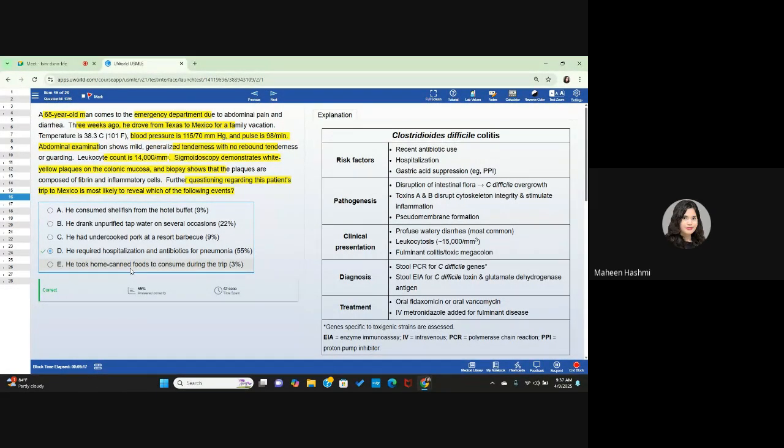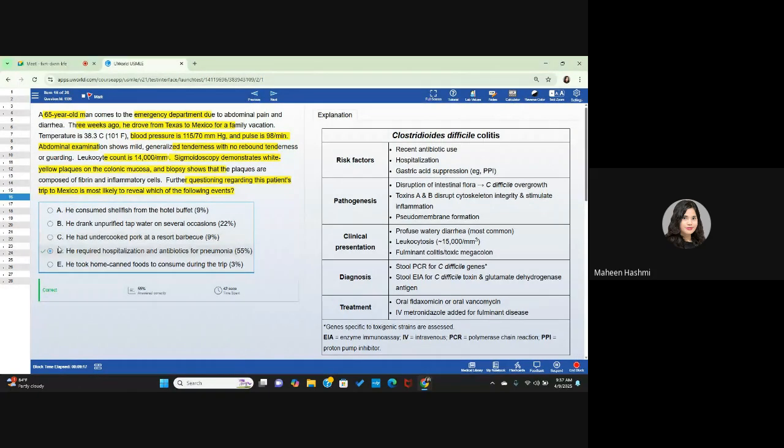So in botulism, what else do you have? What are the clinical features of botulism? Diplopia, dysphagia, floppiness, respiratory failure. Yeah, very good. Floppy baby. Yes. Very good. So you give anti-botulism toxin in this.